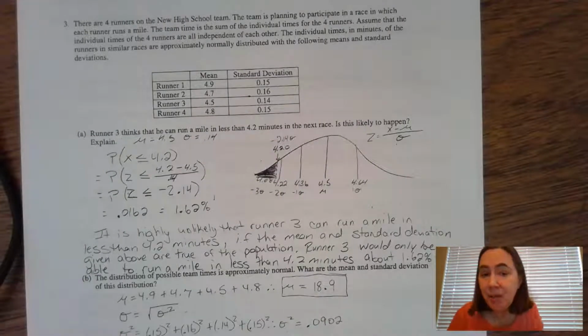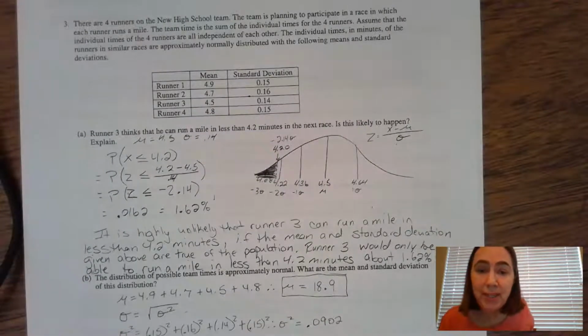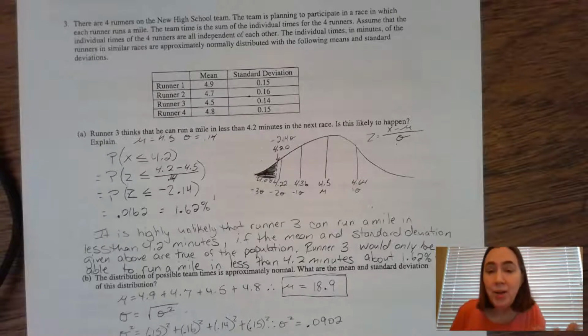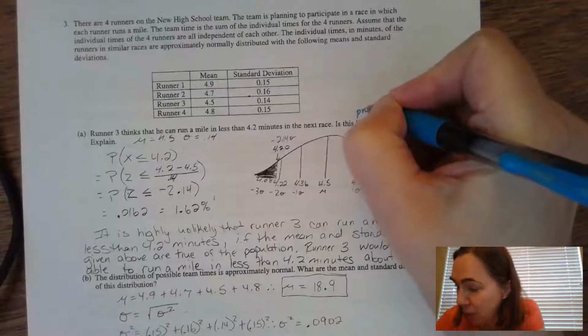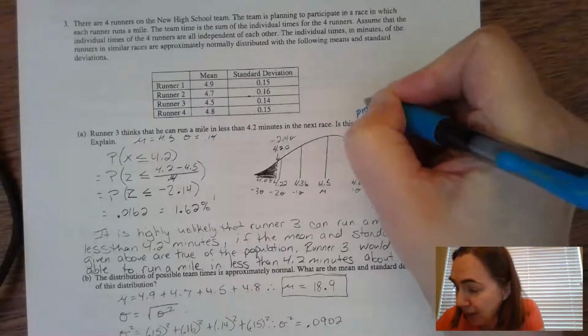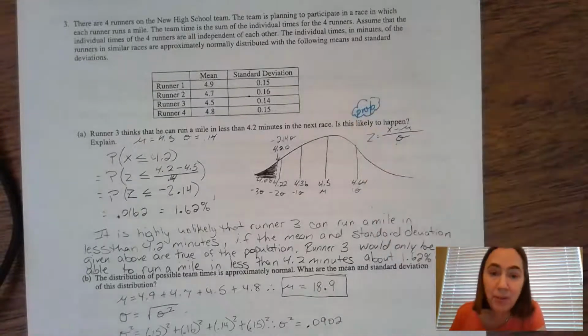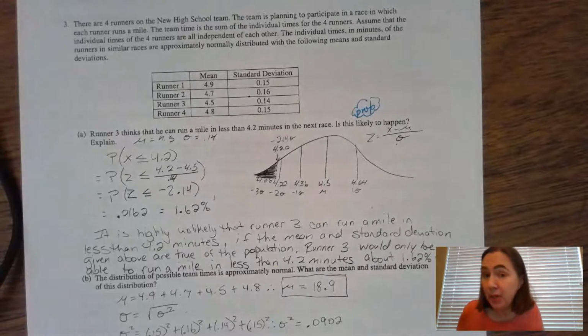He thinks he can run a mile in less than 4.2 minutes, and is this likely to happen? When you see the word likely, you need to make sure you think of probability. So this is actually asking you to calculate the probability of runner 3 being less than 4.2 minutes.